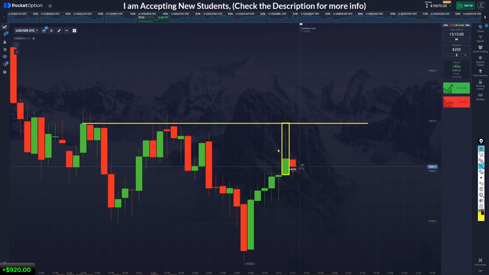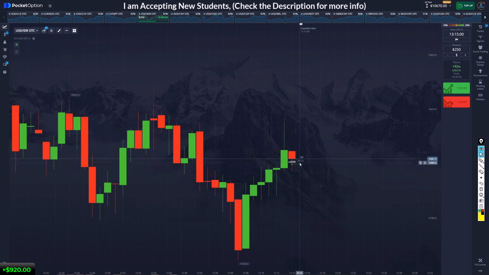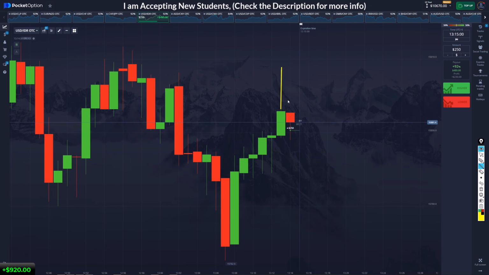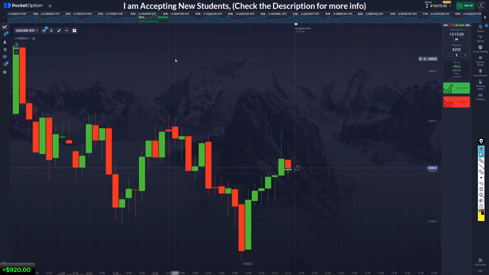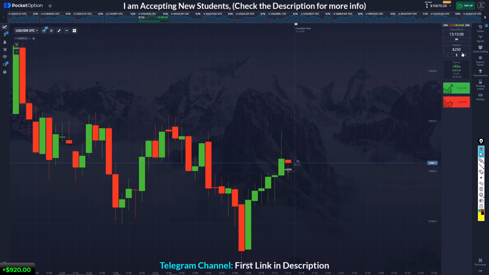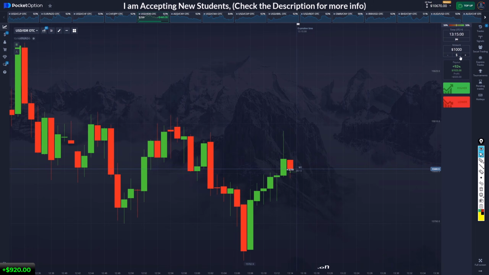It means that the buyers are exhausted, so they create this candle just for sellers to get into the market. But we got this rejection, so it's not an exhaustion candle. It would be nice, but it didn't happen. That's fine. I'll go back to 1,000.